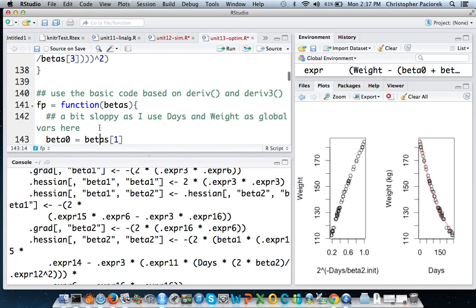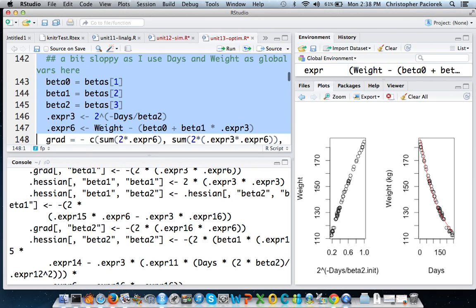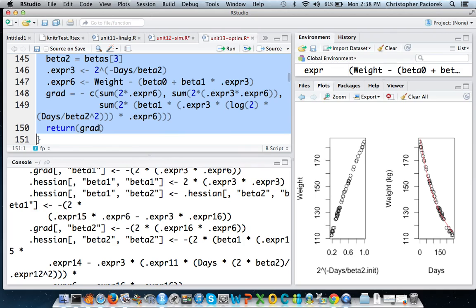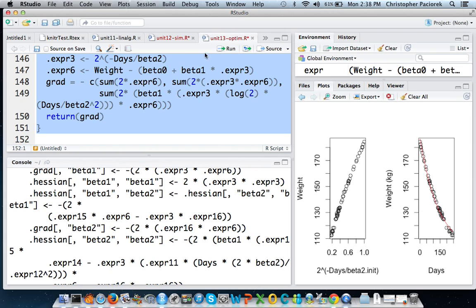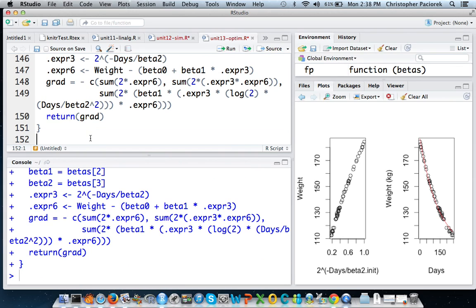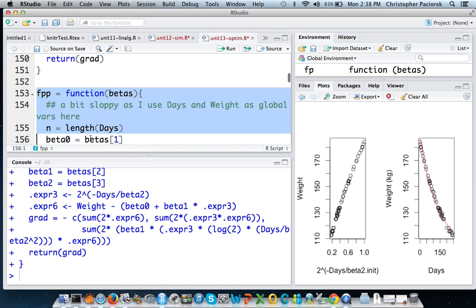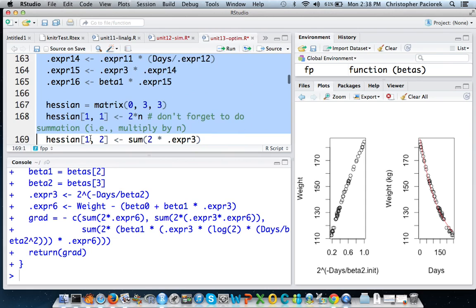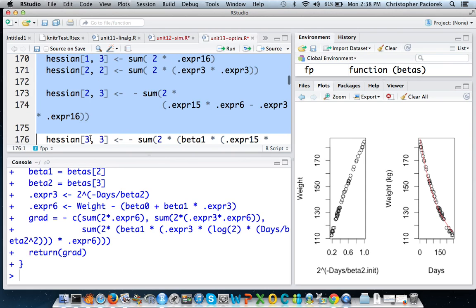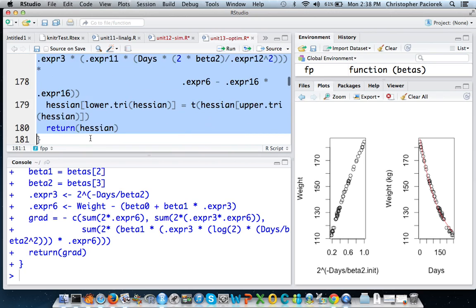Once I do that, I can create an f prime, a gradient function, that for a given set of betas will calculate the gradient, and it looks something like that. These are sums over these partial expressions, which come from having done the symbolic differentiation. And then I can also create an FPP, an f prime prime or Hessian function, that will calculate the Hessian for a given set of betas. That's going to return a 3x3 matrix, so I'm just filling in the elements of the matrix here.